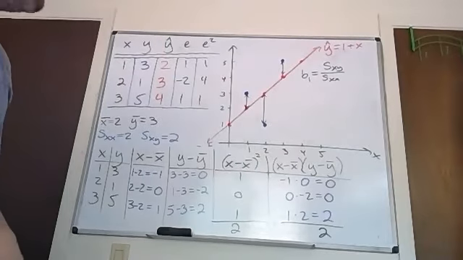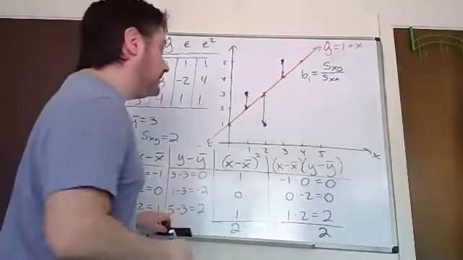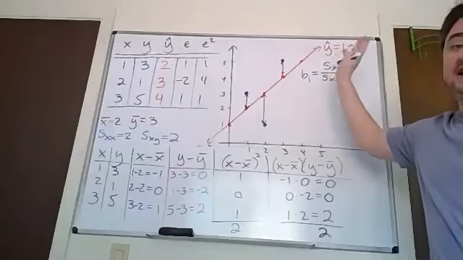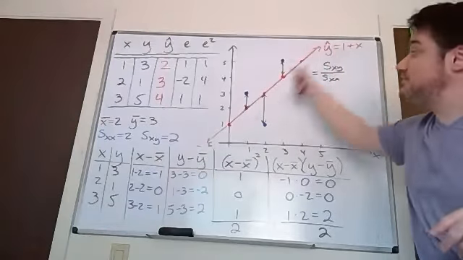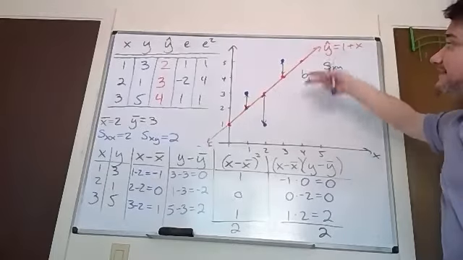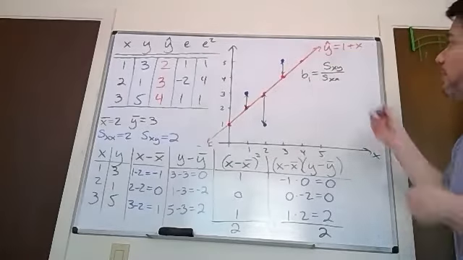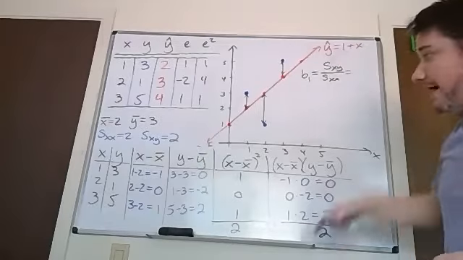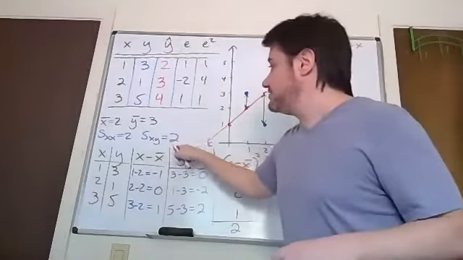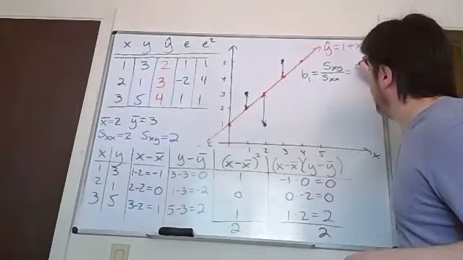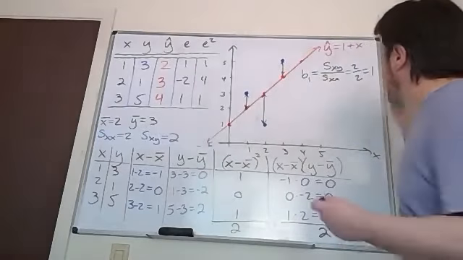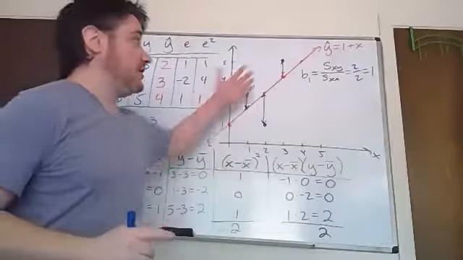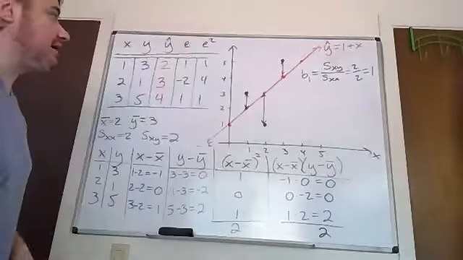B1, the slope of the perfect line. Remember, this red one was just an example, so I'll give you a spoiler alert: this actually is the perfect line. This is going to be the best fit line because these numbers work out that way. The slope would be Sxy, which is 2, divided by Sxx, which is also 2, so we get 2 over 2, which is 1. So the slope of the best fit line is 1. We're halfway there because that red line did have a slope of 1.